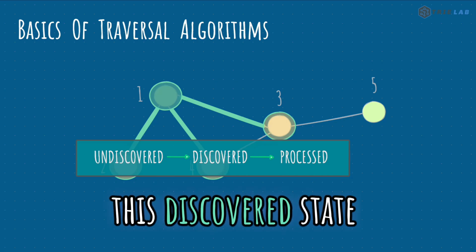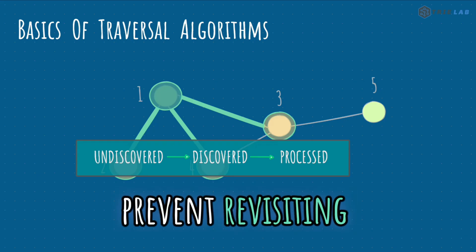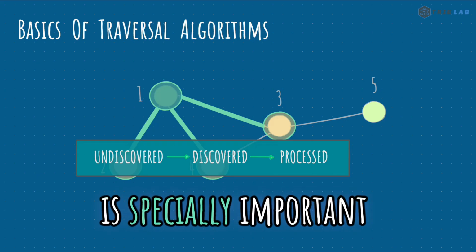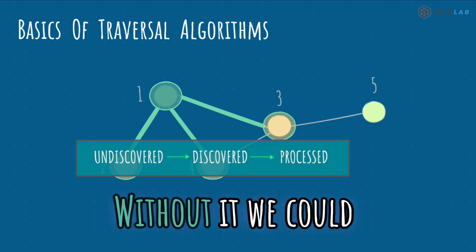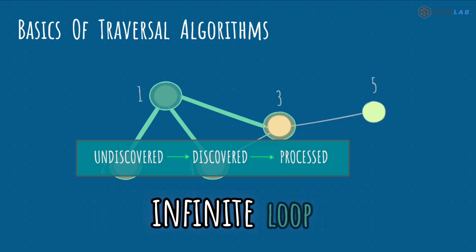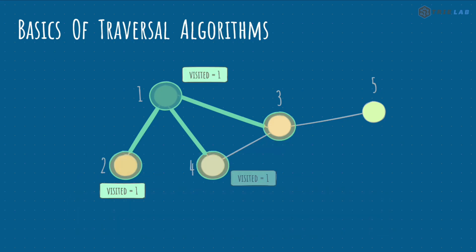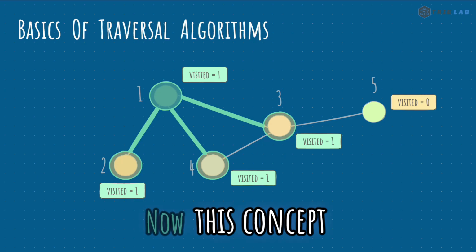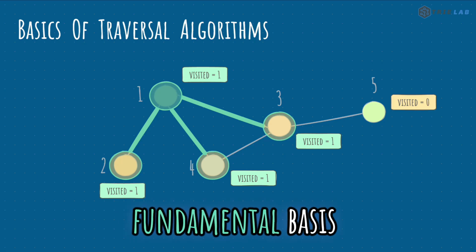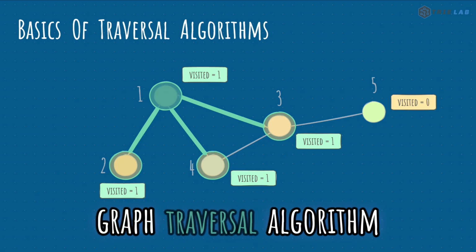Now, using this discovered state also helps us prevent revisiting nodes we have already seen, which is especially important in graphs with cycles. Without it, we could have ended up in an infinite loop, continuously exploring the same set of nodes. In practice, during implementation, we typically don't really track all the three states explicitly. Instead, we use a single visited array to mark whether a node has been discovered, and we'll talk more about this later in the video as well. Now, this concept forms the fundamental basis of every graph traversal algorithm.